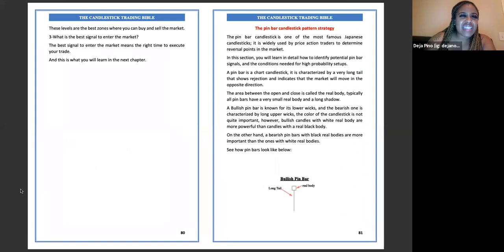All right. These levels are the best zones where you can buy and sell the market. So they're referring to the support and resistance. What is the best signal to enter the market? The best signal to enter the market means the right time to execute when you trade. And this is what you will learn in this chapter. Okay. So now this is something that they're telling us. They're pretty much telling us that this pin bar, also known as hammer, is one of the best entries, one of the best candlestick patterns to hop in on.